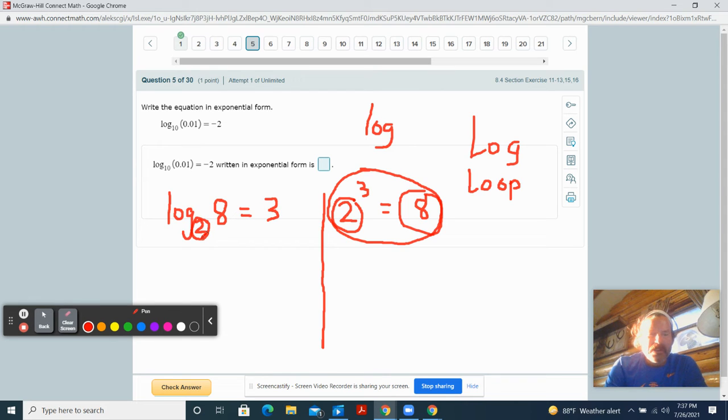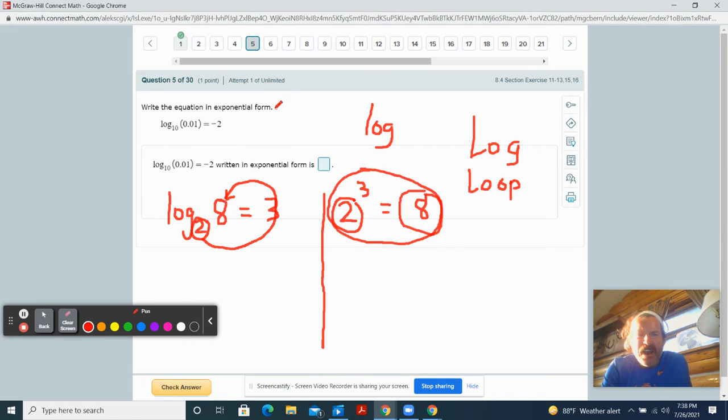So we start here at the base. We go up through the 3, and then we loop around to the 8. That's called the log loop. So notice the log loop starts at the base. So the 2 is the base. It's raised to the exponent of 3, and it's equal to 8. So it's a different way of writing exponential equations.